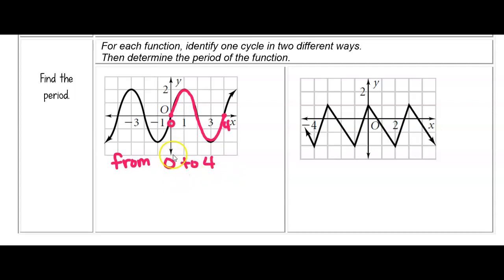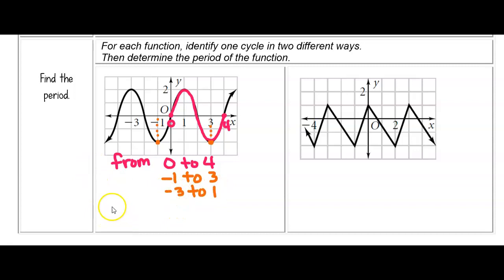What would be another way to identify a cycle? Well, we could go from a minimum to a minimum. So that we could just do one big hill, and then we could do another big hill. So that would be from -1 to 3. So that's two ways of defining this cycle. Likewise, we could go from a max to a max. So we could go from -3 to 1.